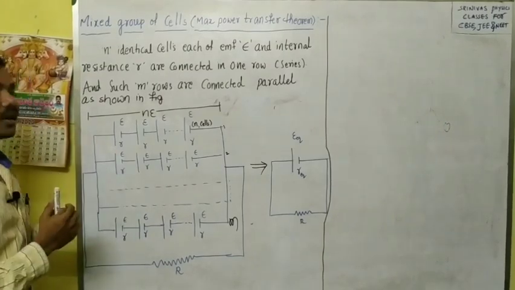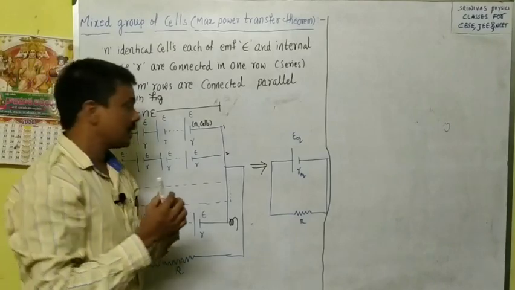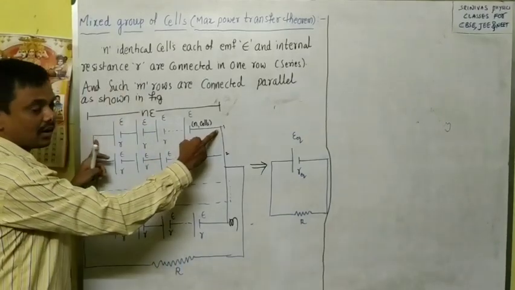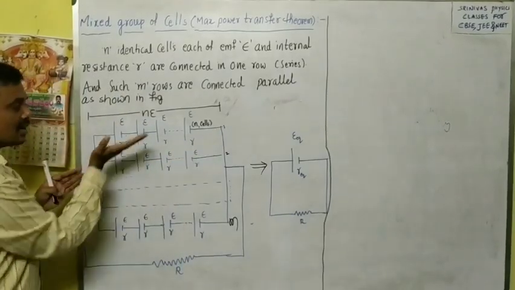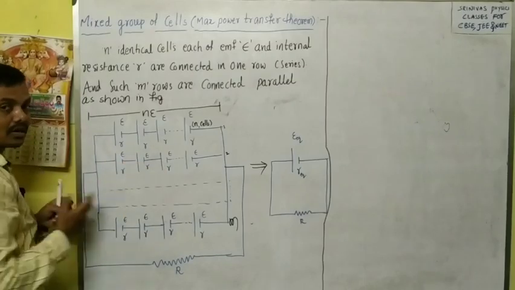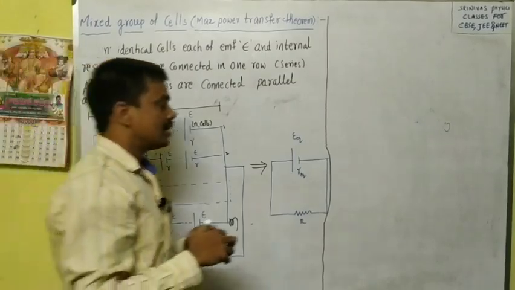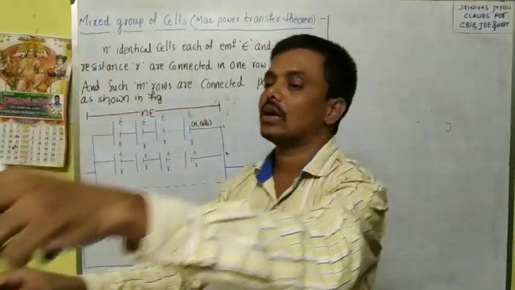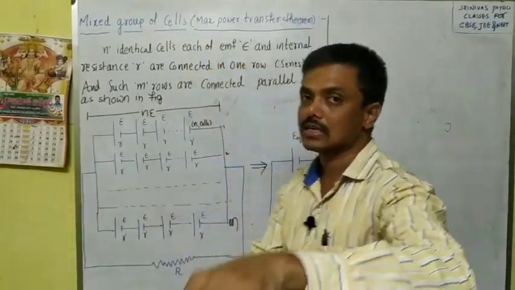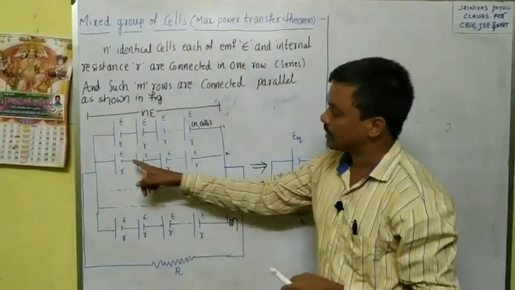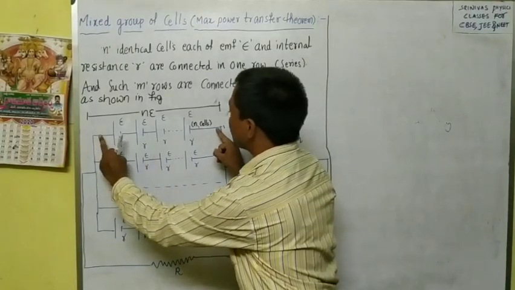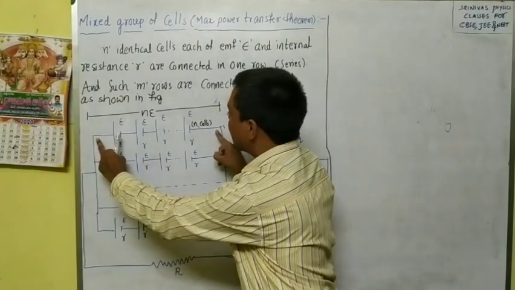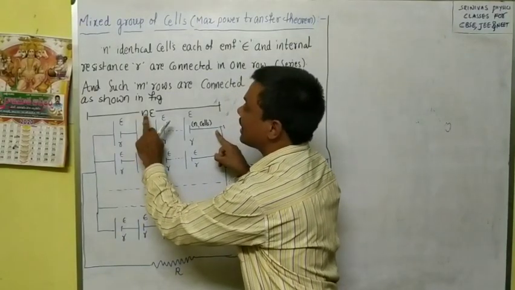In this, how many cells are there in total? There are n cells in one row. How many rows are there? 1, 2, 3 and so on. Total m rows are there. Then how many cells are there, and what is the effective EMF in this case? I am going to tell. Look at here. In one row there are n cells. The effective EMF is nE.